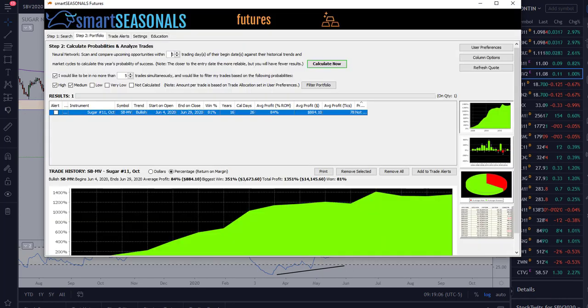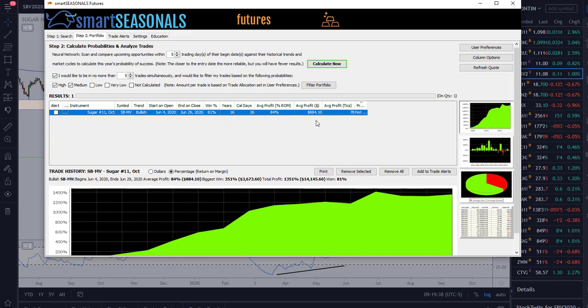Now from a seasonal perspective, we have a bullish trade. We knew that going into this particular time of the year here in early June, sugar on average has historically traded to the upside. So we can see we have a start date on or around June 4th, end date on or around June 29th. That trade, by buying on that date and closing on that date, has been profitable 81% of the time over the last 16 years. That is a lot of steady data.